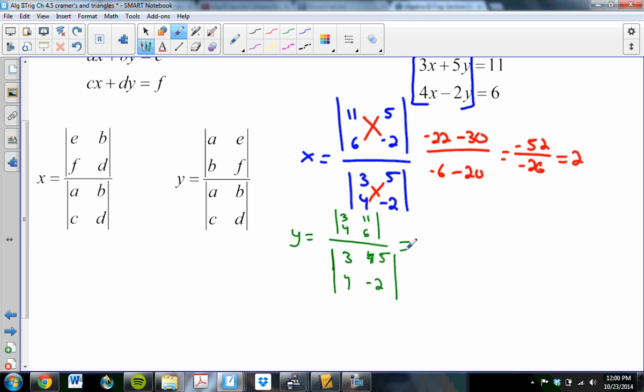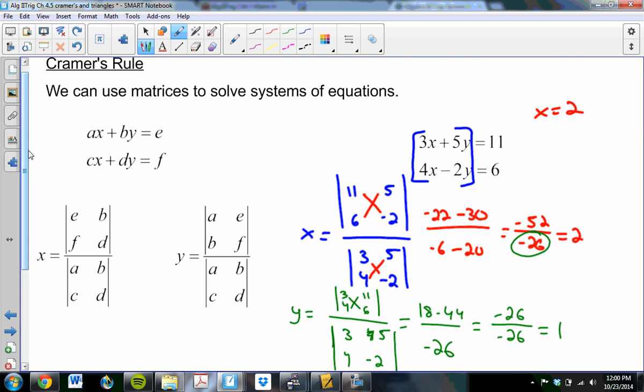The nice thing about this is I already know the bottom determinant. The bottom one is negative 26. That one never changes. The top one is going to be 18 minus 44. 18 minus 44 is negative 26. So the y value is 1. As we said before, the solution to this is the point (2, 1).